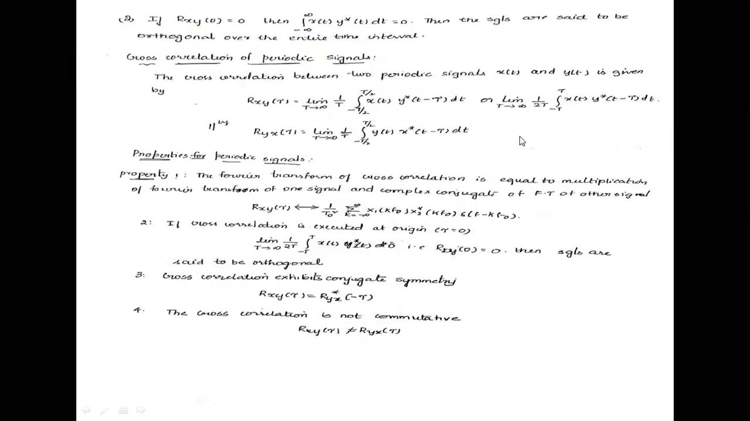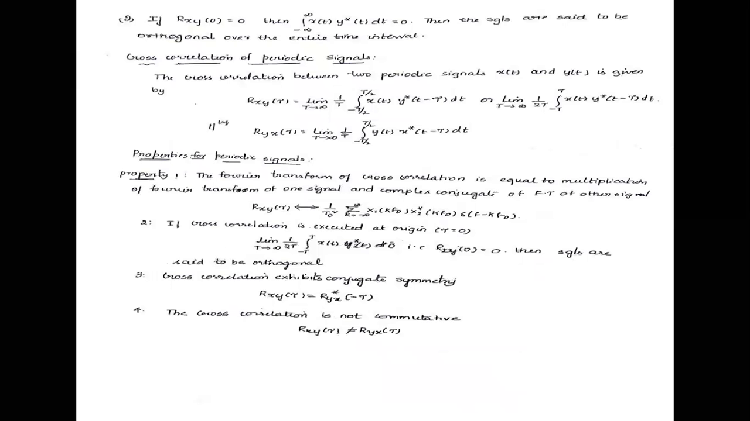Then another property: when tau is equal to 0, then the signals are said to be orthogonal over the entire time interval, and integral x of t, y star of t dt is equal to 0. This value is for cross correlation. Okay, for cross correlation, my dear students, these are properties for the cross correlation of energy signals. Complex orthogonality for complex functions is equal to 0. And now the cross correlation of periodic signals. Periodic signals means power signals, my dear students.